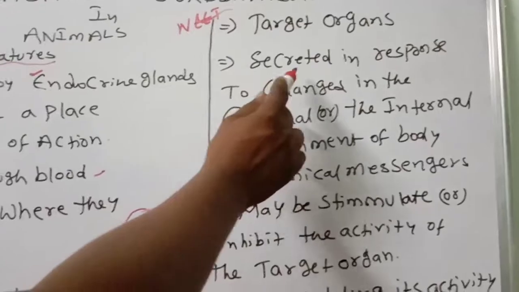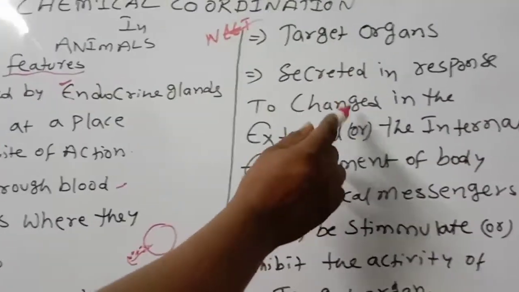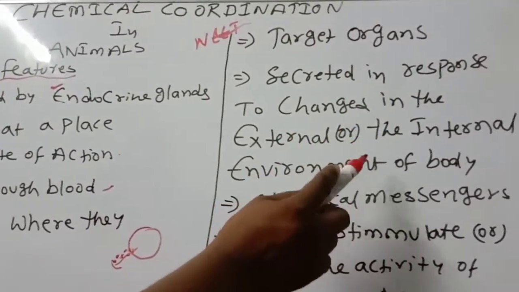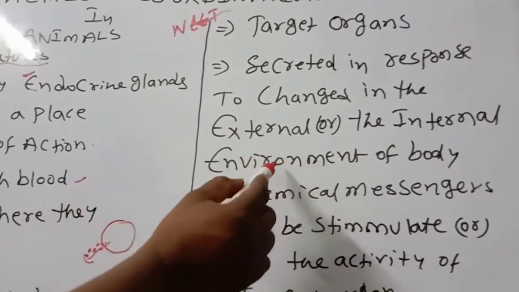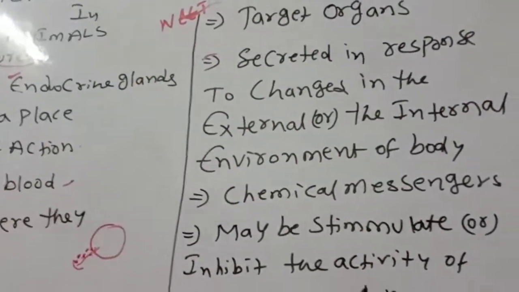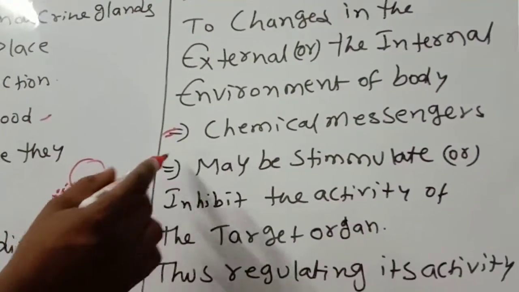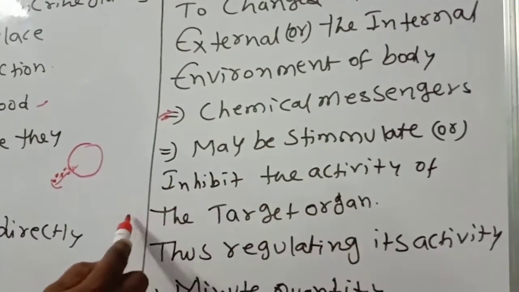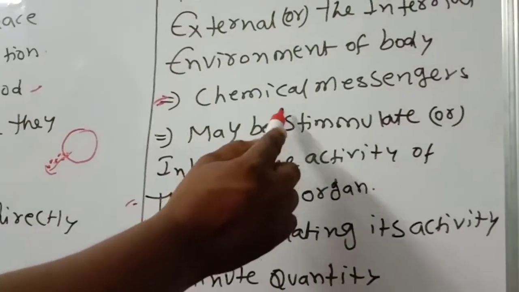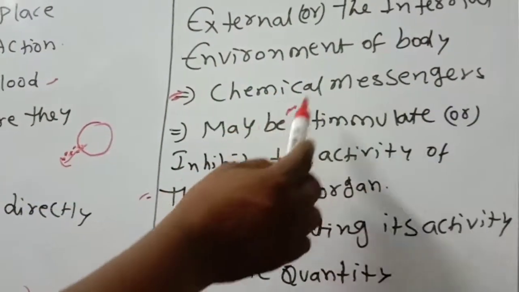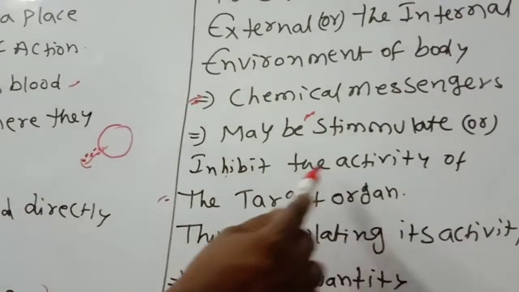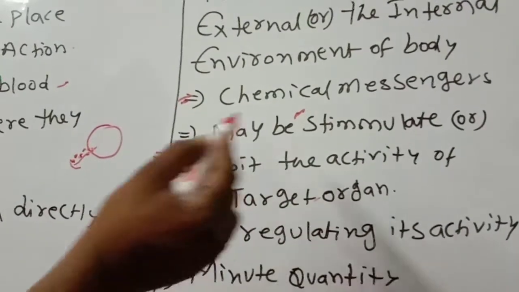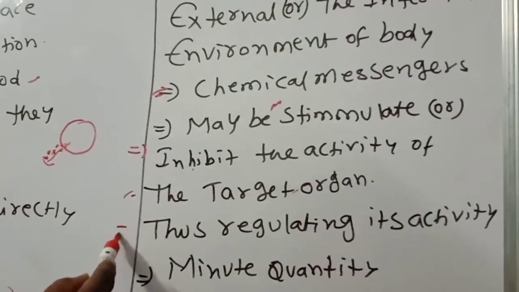The hormones are secreted in response to changes in the external or internal environment of the body. If there are any internal body changes, then hormones will be secreted. That's why hormones are called chemical messengers. They may stimulate or inhibit the activity of the target organ. The hormone stimulates, or increases the rate of action, or inhibits, or stops, the activity of the target organ. Both ways, it stimulates or inhibits the target organ's functions, thus regulating its activity.